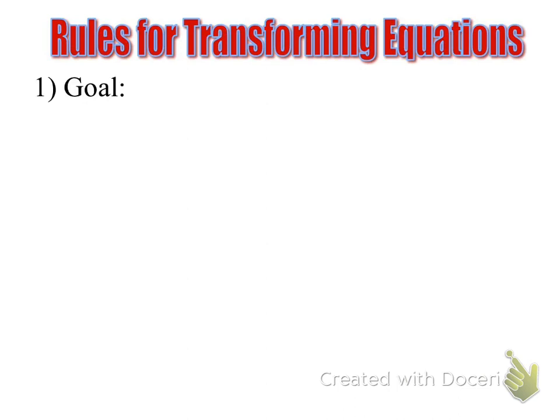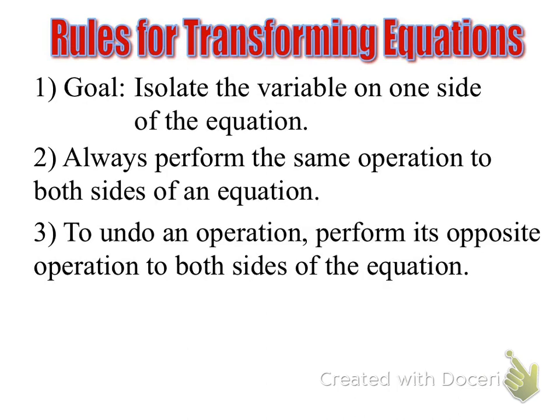Isolate the variable, same operation on both sides. To undo an operation, perform the opposite operation. When we see addition, we're going to subtract. When we see subtraction, we're going to add. When we see multiplication, we are going to divide. And when we see division, we're going to multiply. Is everybody clear on that?